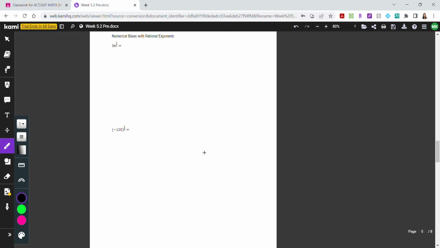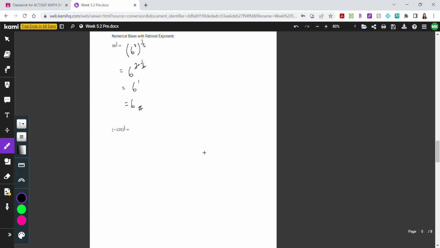All right, so let's look. We have 36 to the power of half. We can actually find this. If you notice, 36 is a perfect square of 6, right? So let's rewrite it as 6 squared to the power of half, which means I have 6 to the power of 2 times half. Simplify, 1. So 6 to the power of 1 is equal to 6, and that will be my answer.